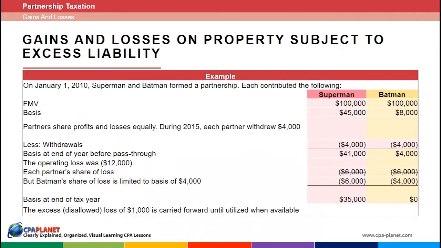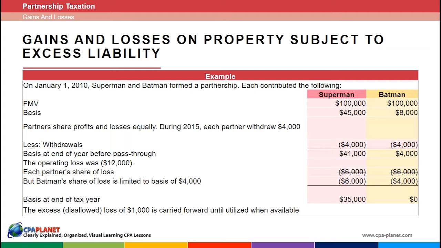In this example, we're going to have Superman and Batman form a partnership, and they each contributed $100,000. So the fair market value of both of those were $100,000, but the basis differed. Superman had $45,000 and Batman had $8,000. So the partners share profits and losses equally, so 50% each, and during 2015, each partner withdrew $4,000.